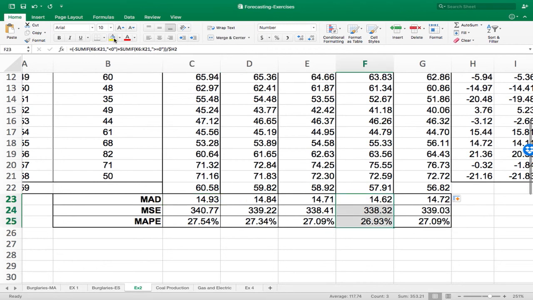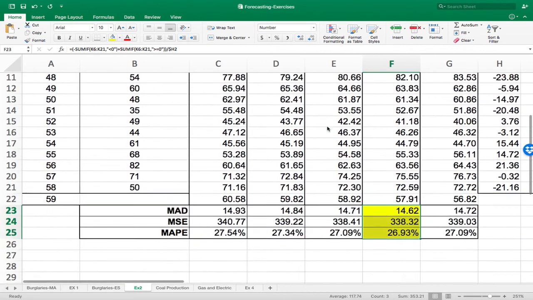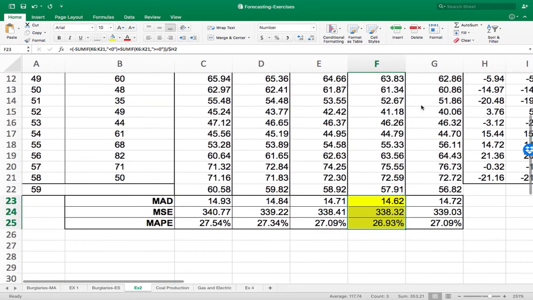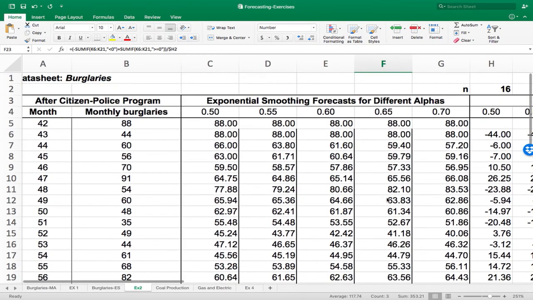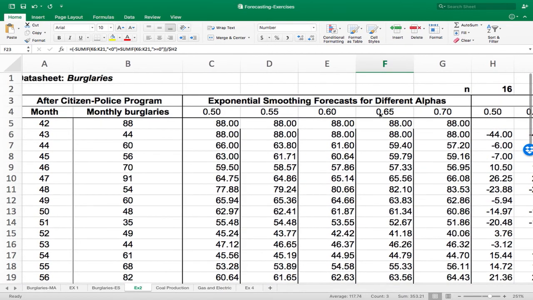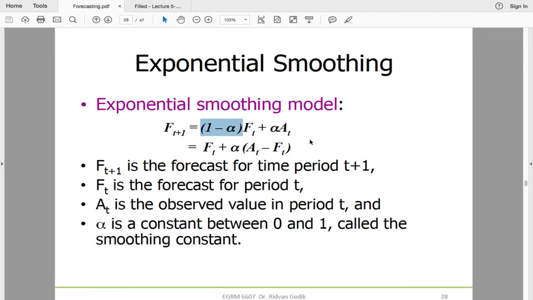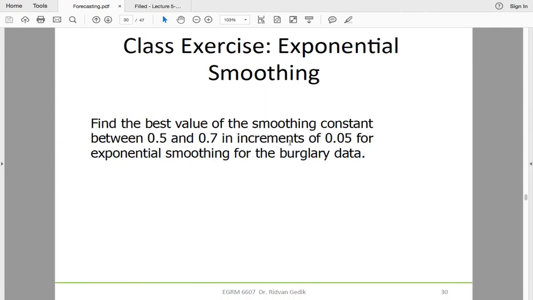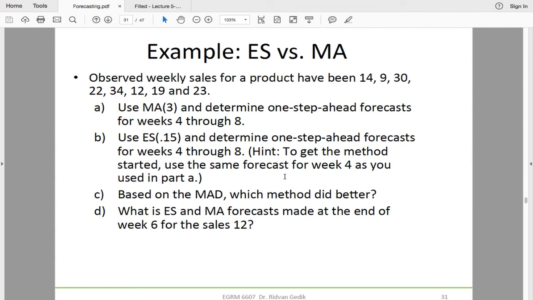So this is the champion, because this smoothing constant gave me the minimum error value. Your conclusion can be, out of this range, 0.65 gave me the best, the minimum error values. Therefore, if you are going to use exponential smoothing, we highly suggest you use an alpha constant of 0.65. That's it. That's how we solve the example on this slide. Okay, moving on.